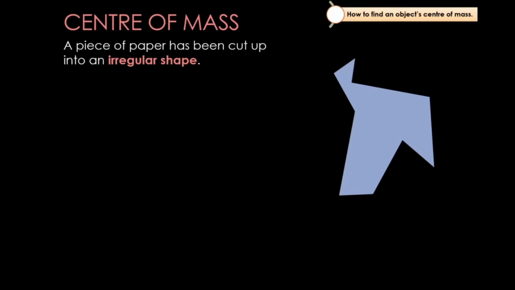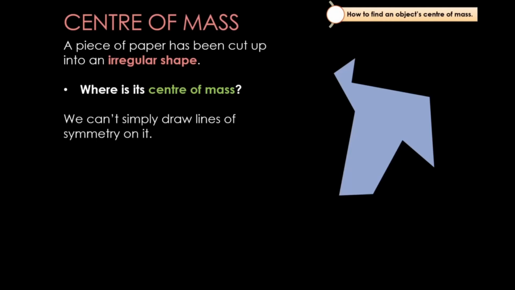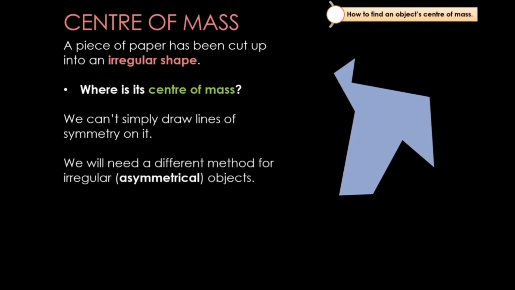Now, our piece of paper is still a uniform object. Its mass is still the same throughout. It's distributed evenly and its density is the same throughout. So this piece of paper, although now cut up into a weird shape, is still a uniform object, but we can't draw any lines of symmetry on it easily. So its center of mass is difficult to determine because we can't draw in those lines of symmetry very easily. We're going to need a different method for these irregular, or we could call them asymmetrical, shapes.